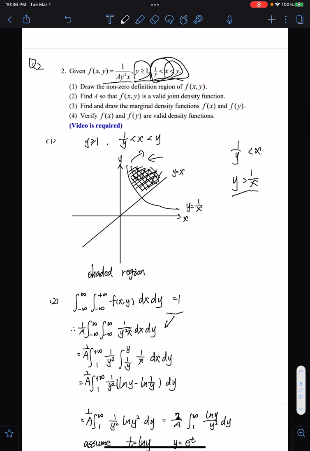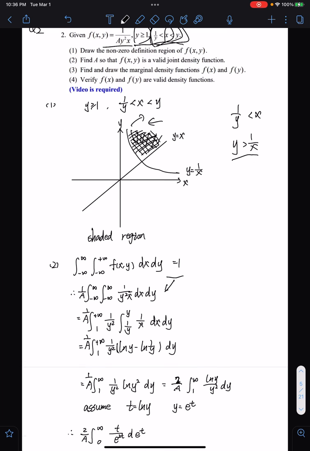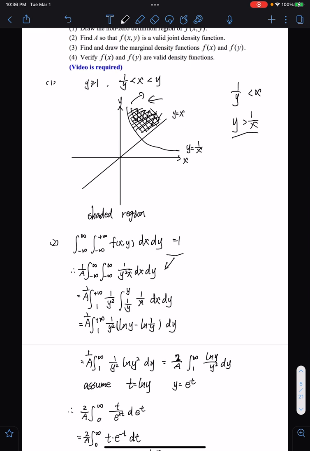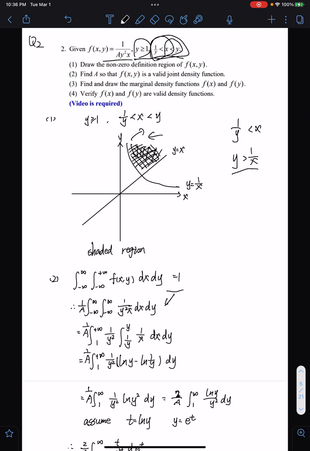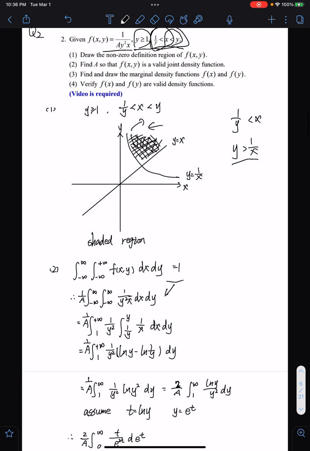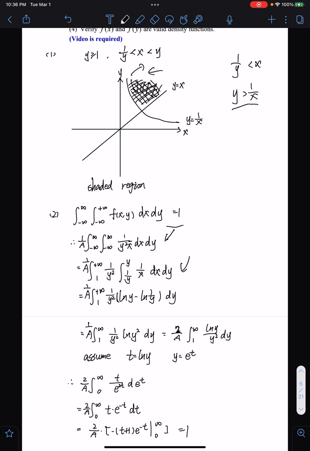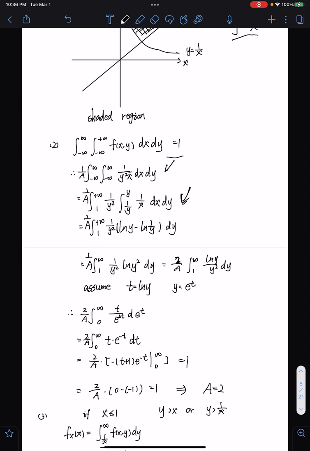y is larger than 1, so we can directly write the lower bound of y equals 1 and the upper bound equals plus infinity. Then we can also write the region of x, which is smaller than y and larger than 1 over y. And we get into this step, and we can do some calculations on x and y, and we get here.